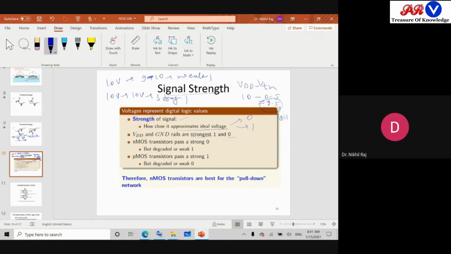For the digital case, weak means it is near the ideal value, and strong means it has achieved the ideal value. So we have seen that an NMOS transistor passes a strong 0, but a degraded, weak 1 by a VTN drop, and a PMOS transistor passes a strong 1, but a degraded, weak 0, meaning a VTP drop, as we have seen here. So that was the case of weak and strong. Therefore, NMOS transistors are the best solution for the pull-down network, and similarly their counterpart PMOS will be best for the pull-up network. Using this concept, the CMOS architectures are realized.